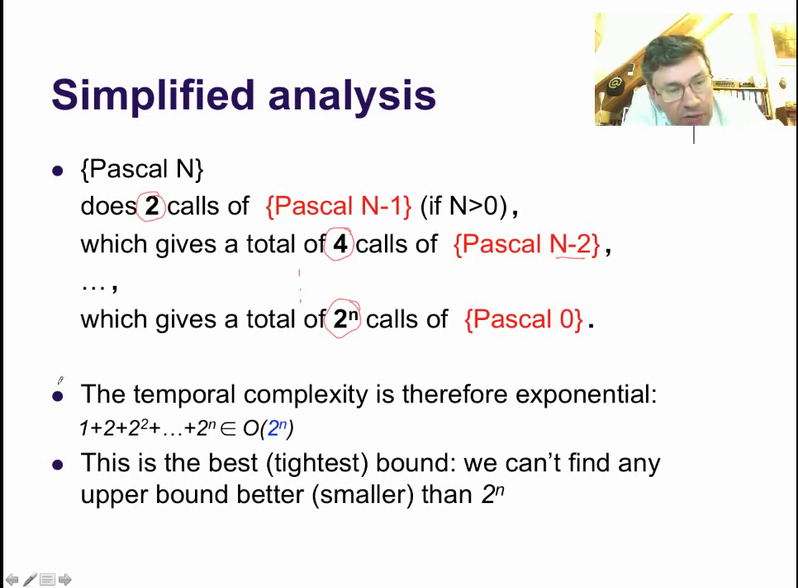So we add all these calls up, 1 plus 2 plus 2 squared up to 2 to the n. This gives us O of 2 to the n. This is in fact the tightest, best bound. We can't find any function smaller than 2 to the n. So this is exponential.